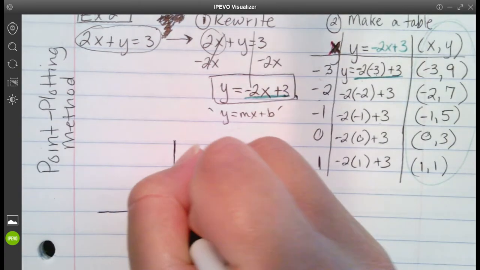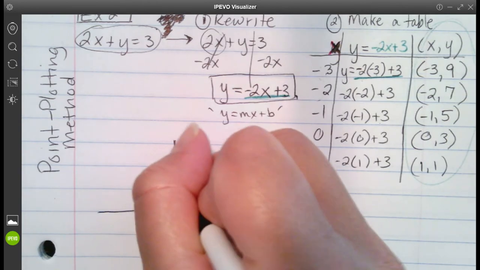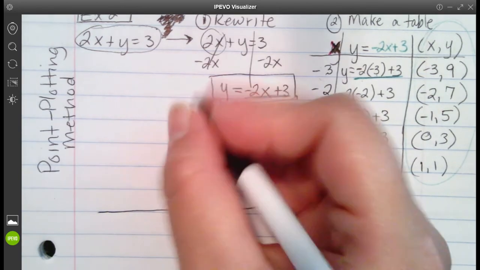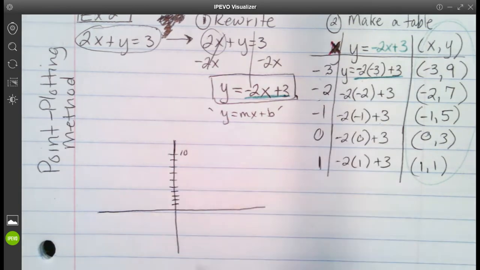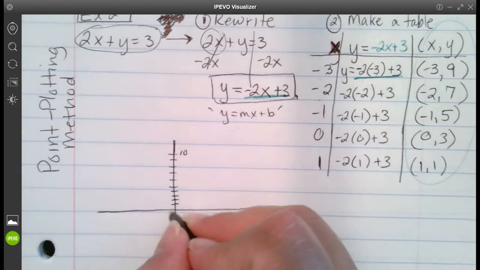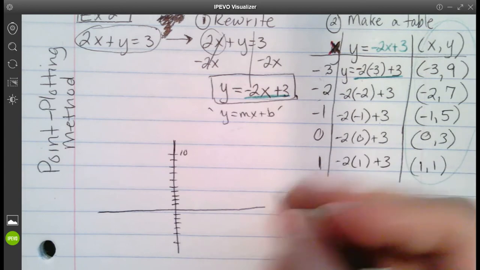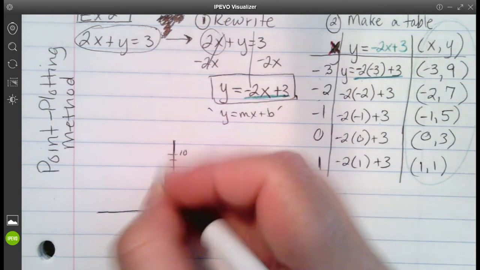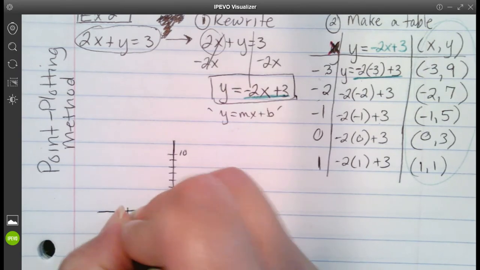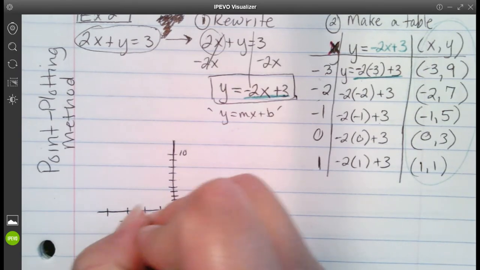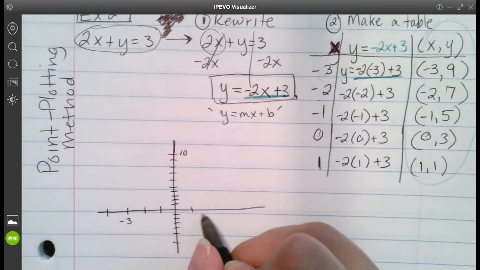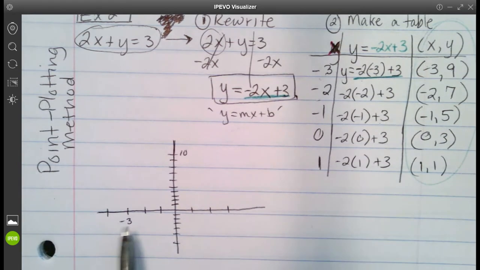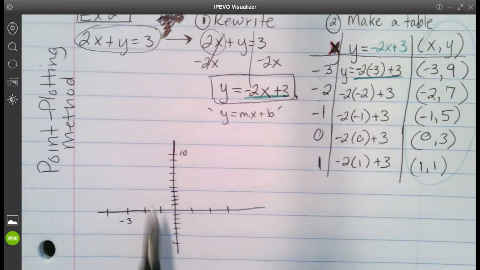Okay. So 1, 2, 3, 4, 5, 6, 7, 8, 9, 10. I'll do up to 10. And down here, I don't really have any negative numbers, so I'm just going to do a few. It looks like I'm going from negative 3 through 1, so I can make these pretty spaced out. Negative 3. Okay. 1, 2, 3. Notice that I try to keep my intervals pretty similar. Again, if it's not perfect, that's fine. Do the best that you can.